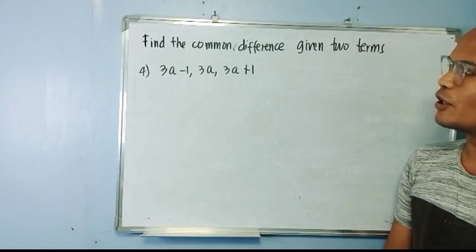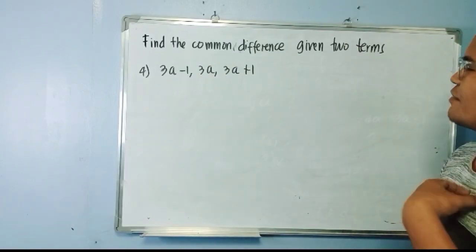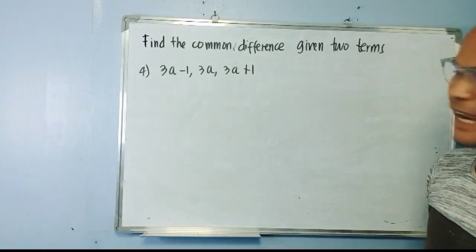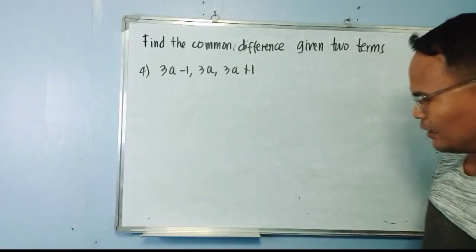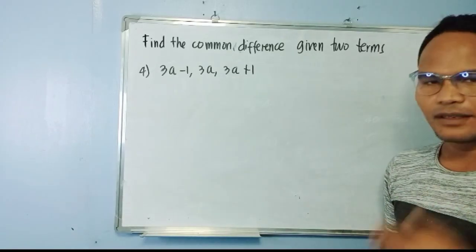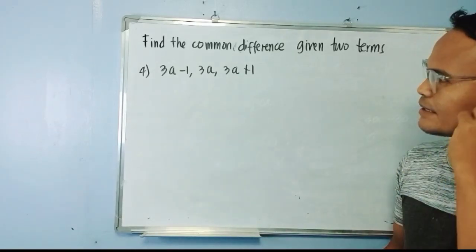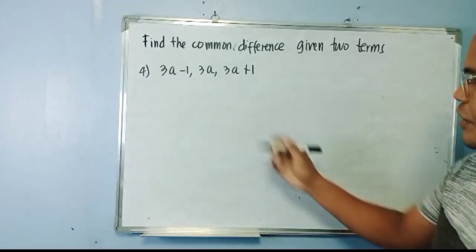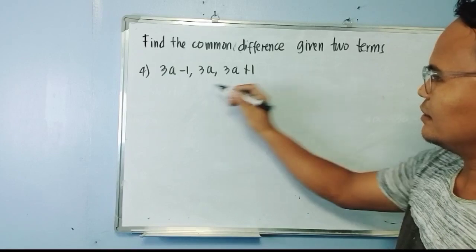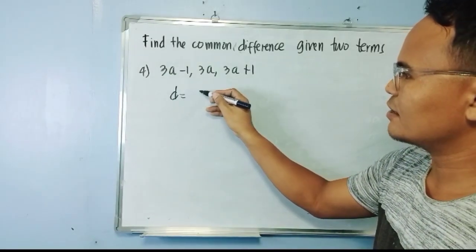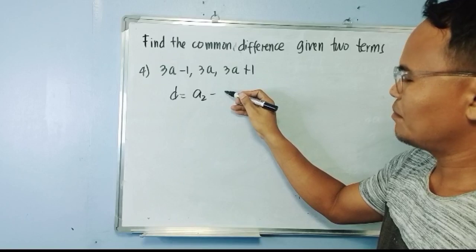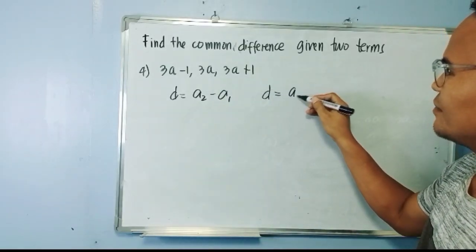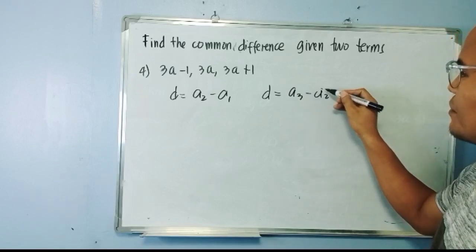Okay, example number 4, find the common difference given the terms. You have 3a minus 1 as the first term, the second term is 3a, the third term is 3a plus 1. So as I said earlier, it is easy to find the common difference if we have consecutive terms. So now we can use here d, or the common difference, as a sub 2 minus a sub 1, and also d equals a sub 3 minus a sub 2.